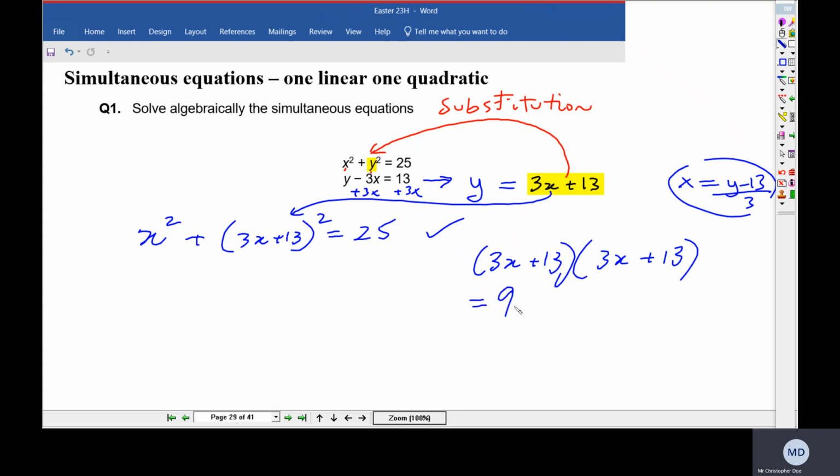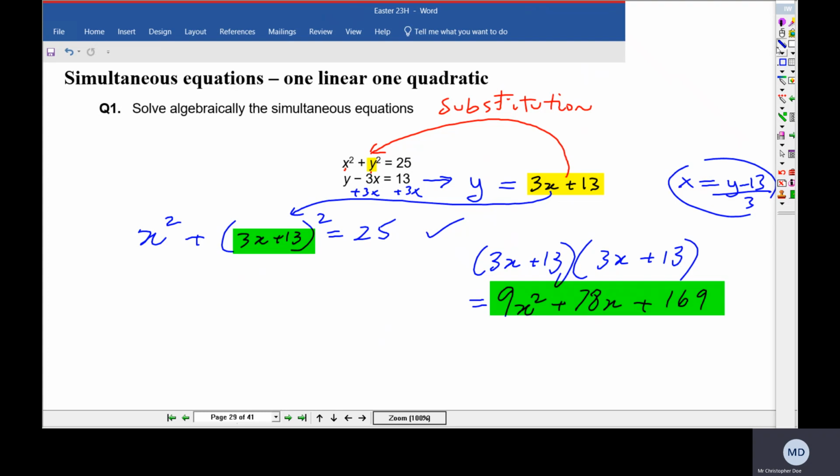So 3x times 3x is 9x squared. 13 times 3x plus another 13 times 3x is 78x. This isn't the easiest question because the numbers are quite high. Plus 169. But you could do that. So your second mark is that lot there. You would just replace it for that.